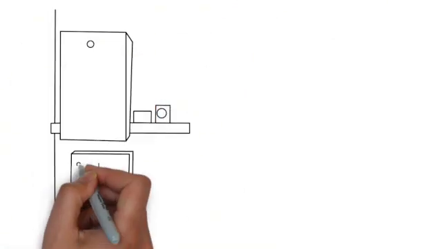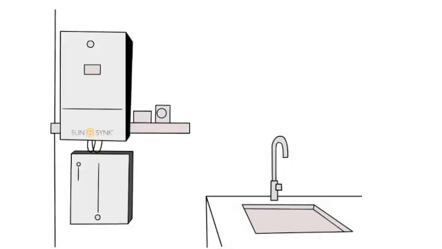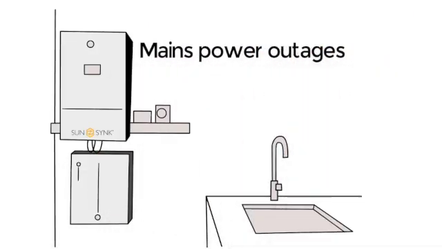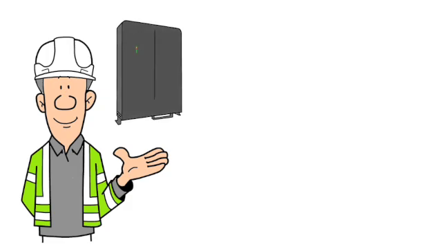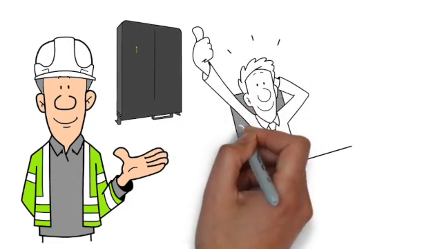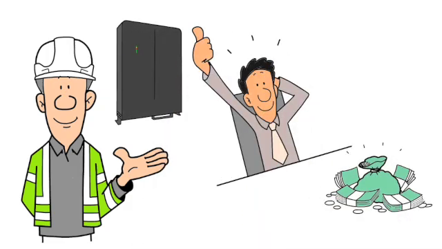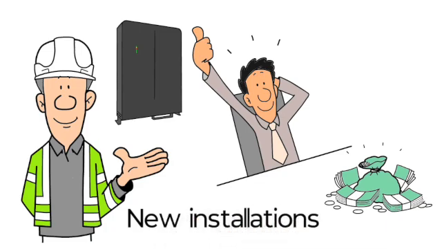In addition to AC coupling, a user can add a UPS feature to provide power from the battery storage during mains power outages. Adding batteries to an existing system brings great financial benefits. Even better, we advise any customer to add them onto their new installations.